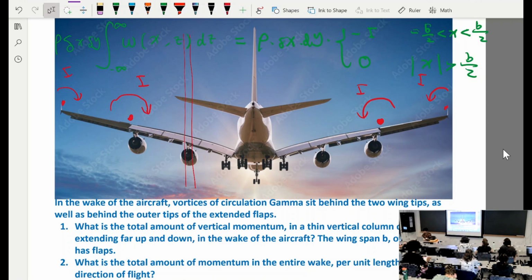Okay, so all of them are gamma. So now let's answer the question, what is the total amount of vertical momentum in a thin vertical column of air, extending far up and down? So we are doing the same thing, except in this new scenario where I have four vortices.